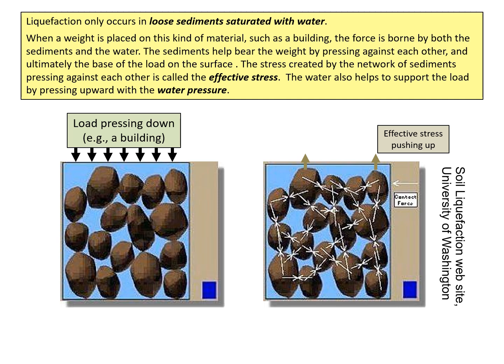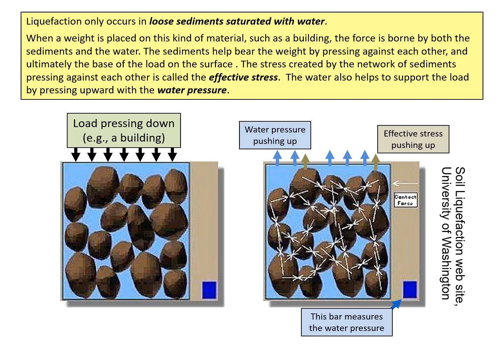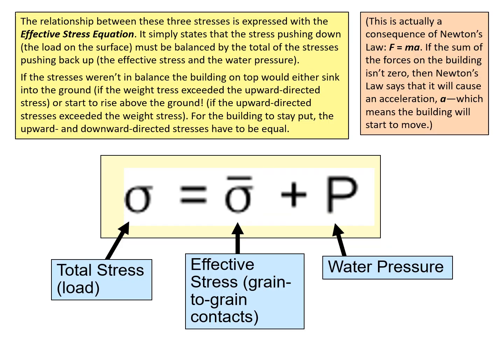The second upward-directed stress is transmitted by the water through the water pressure. It is shown by the blue arrow. These three forces or stresses are related to each other by the laws of physics, which state that the sum of the forces must be zero, or else the structure will move.